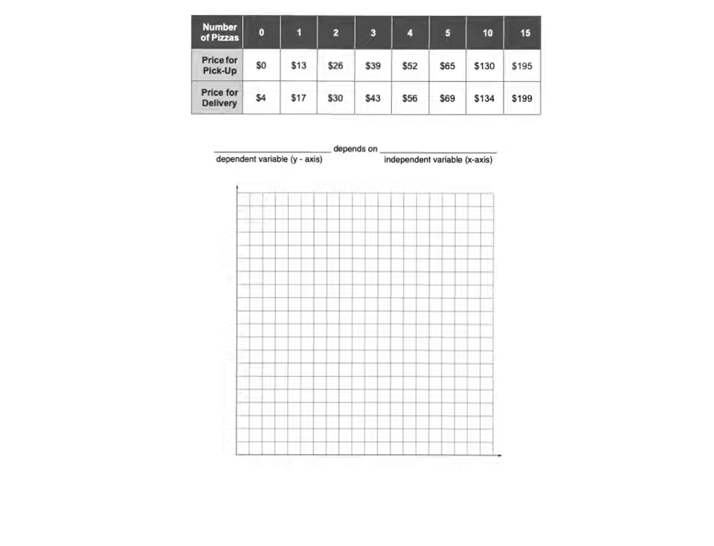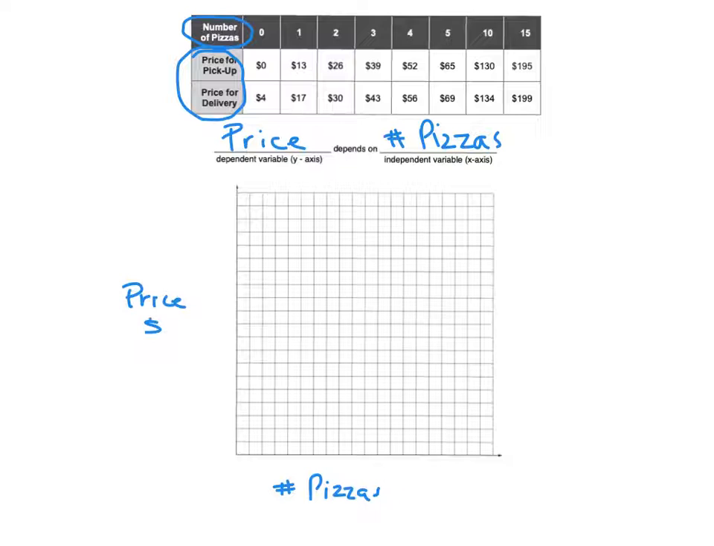So when we think about what's happening here, we are comparing number of pizzas, and both of these are prices. So we're really looking at how many pizzas and the price as our two variables. So the price depends on the number of pizzas. That price only changes if I change the number of pizzas. So that means number of pizzas will be here, and the price will be here. So that'll be money. Okay, all of these values are worth money.